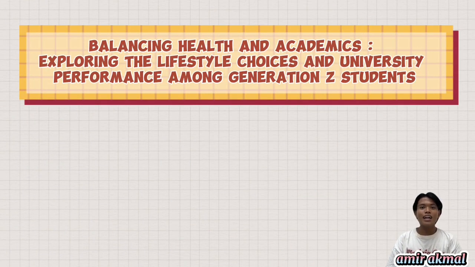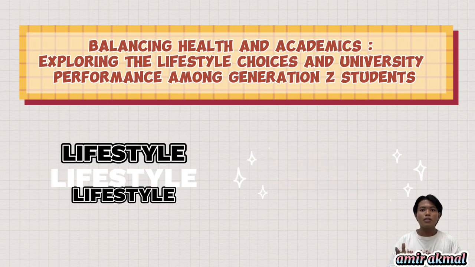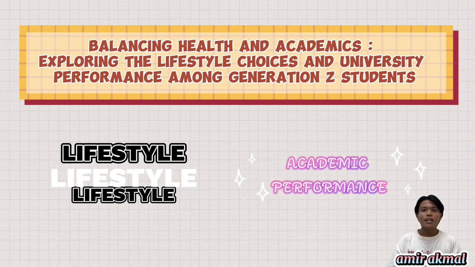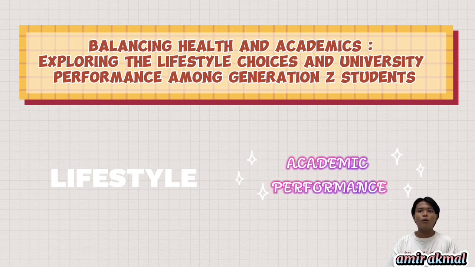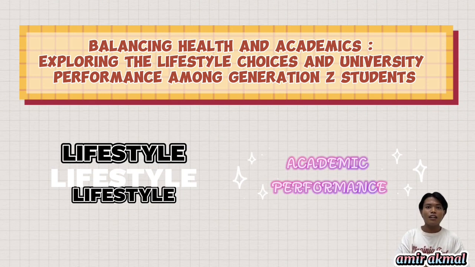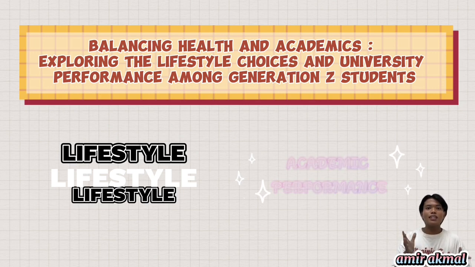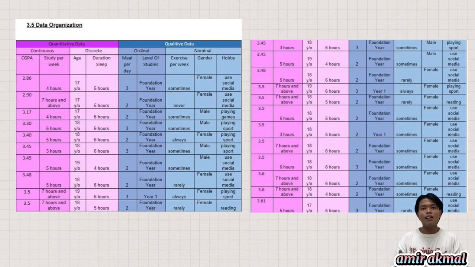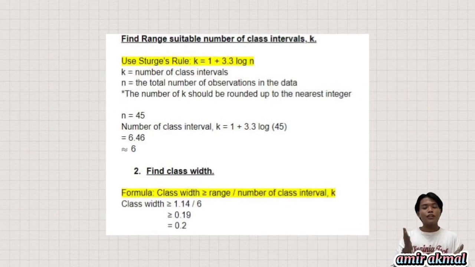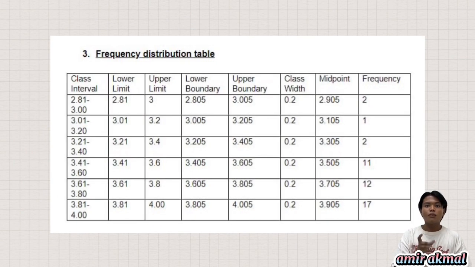Ahmed Ahmad. Our assignment involved investigating the relationship between lifestyle and academic performance among UTP students. This assignment required collecting data on lifestyle from 50 UTP students, which is classified as discrete quantitative data following Sturges' rule. We created a frequency distribution table which includes class interval, class boundary, and frequency.